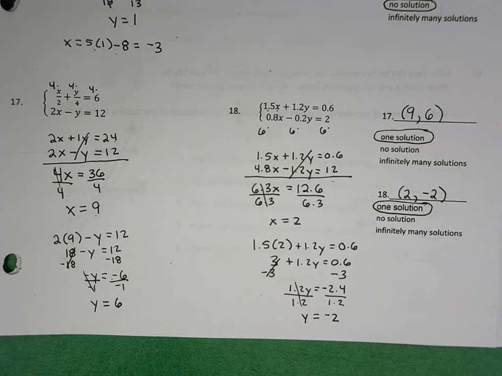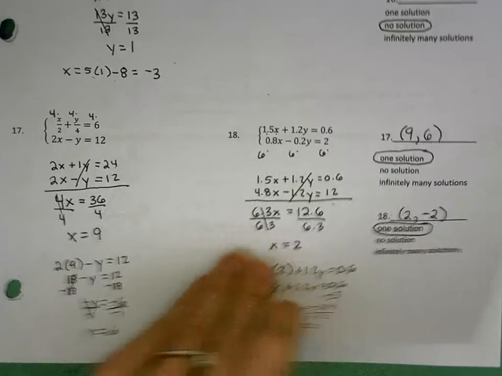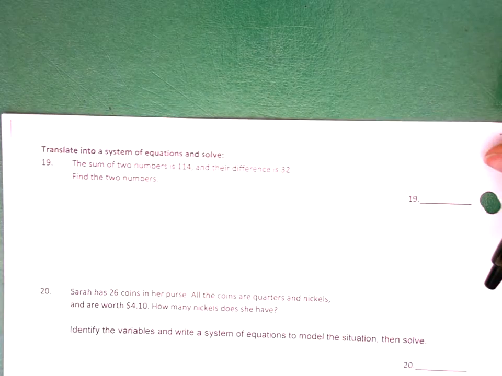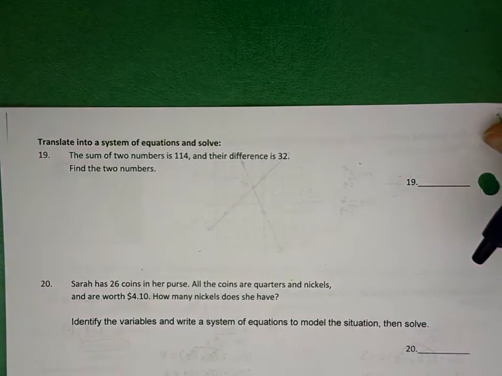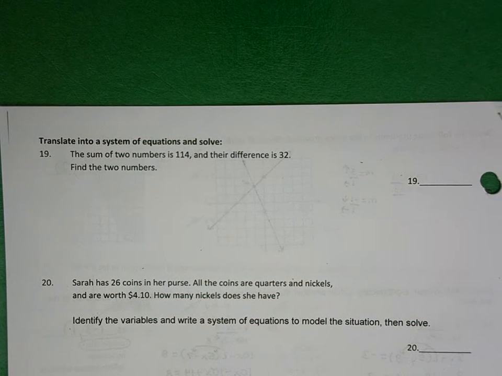Okay, next up we have the back page of our review packet. 3 more problems. Number 19. We have the sum of two numbers is 114 and their difference is 32. Find the two numbers. For these last 3 we are asked to write a system of equations and solve it.